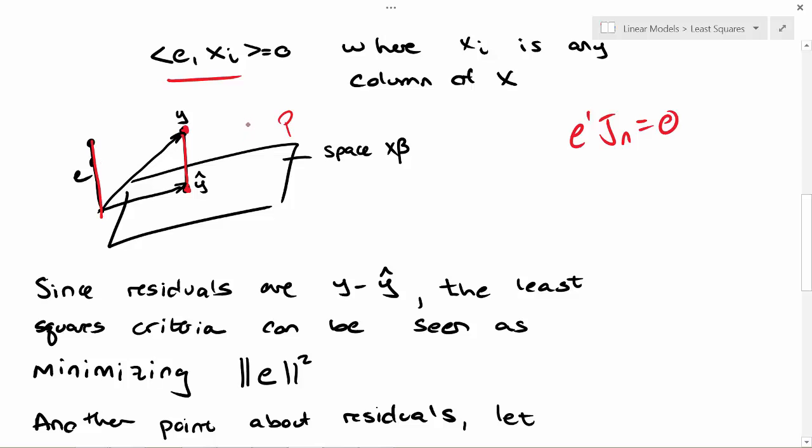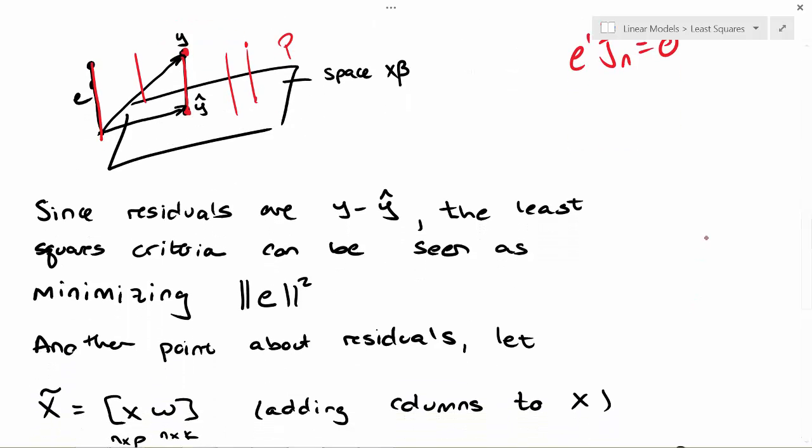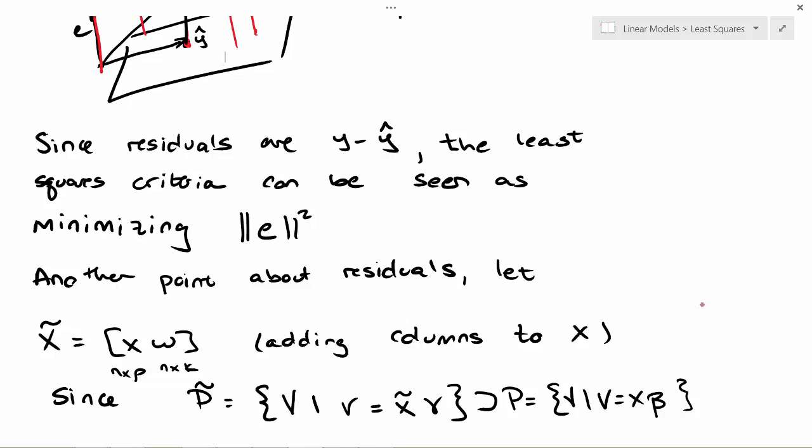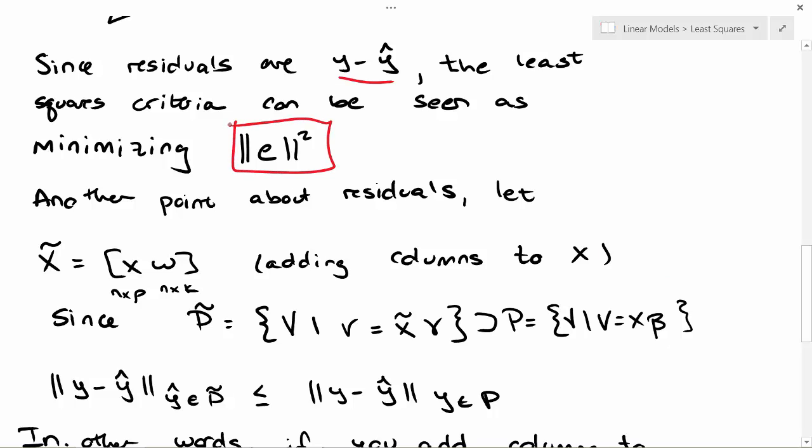Notice if I move this line anywhere, it's still going to be orthogonal to the plane defined by X beta, and that's why the residuals are orthogonal to the plane everywhere, and that's basically what's giving us this result. Remember, the residuals are y minus y hat, and our least squares criterion was to find the y hat that's a linear combination that lives in that plane that minimizes the sum of the squared distances. So our least squares criterion can just be seen as minimizing the sum of the squared residuals.